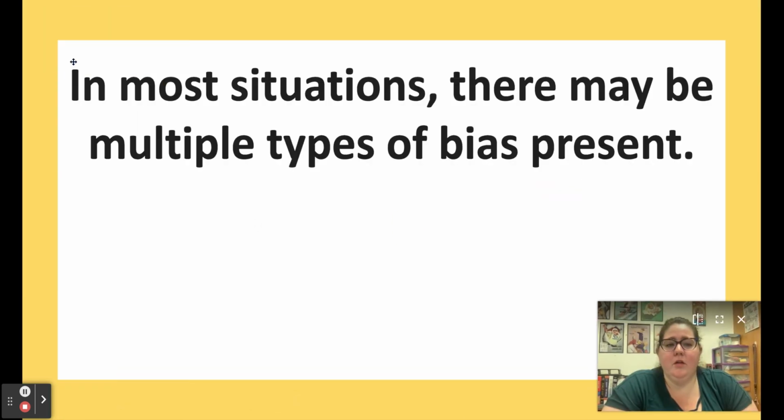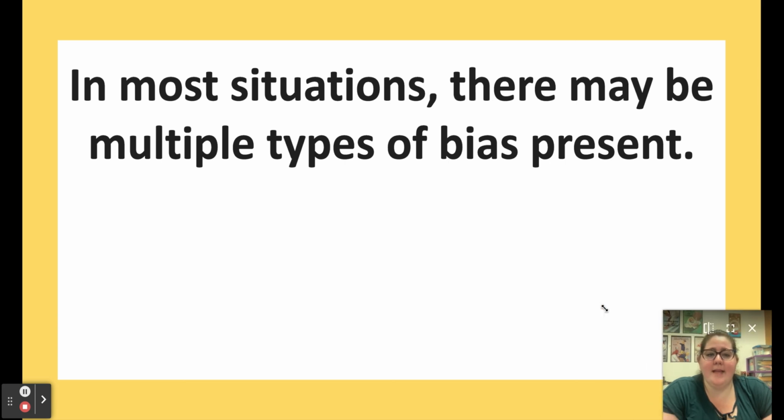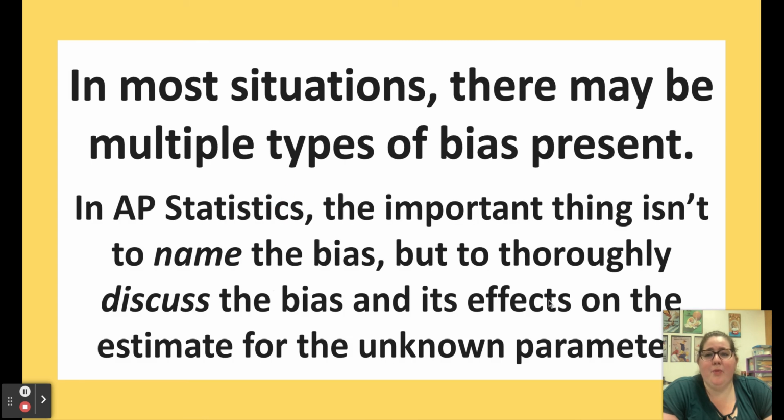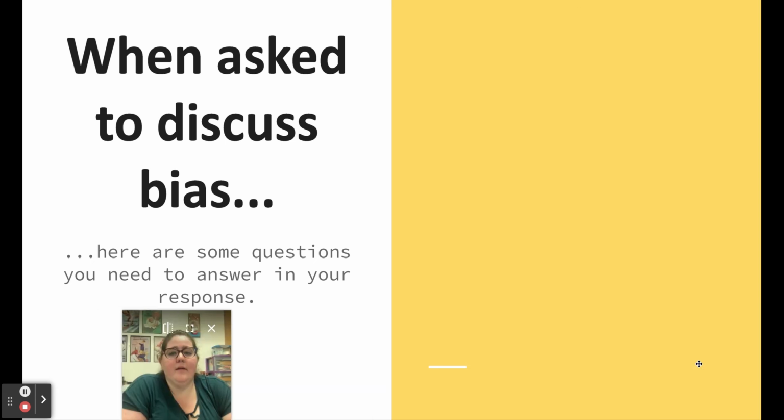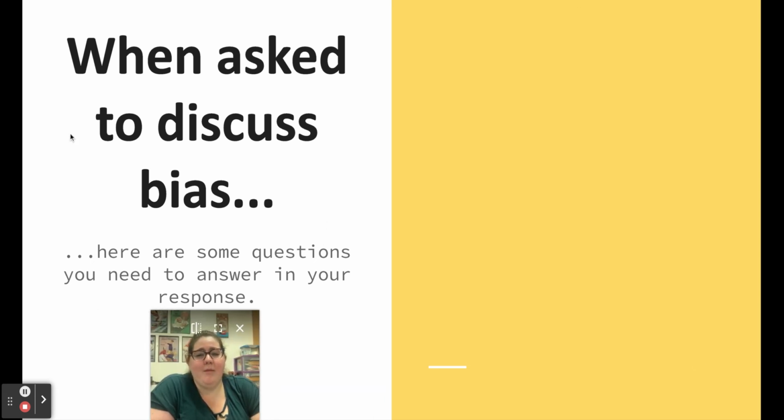our final example. One quick note, though, is that in most situations, there may be multiple types of bias present, but it's important to not just name the bias, but to really discuss the bias and its effect on the estimate for what we're trying to estimate, that unknown parameter. So when you are asked to discuss bias, you are not just being asked to name it by word. It's not just a vocabulary example. You are being asked to discuss it in a bunch of different ways.